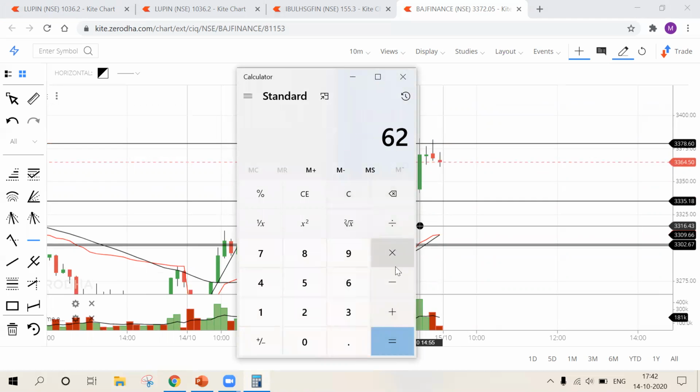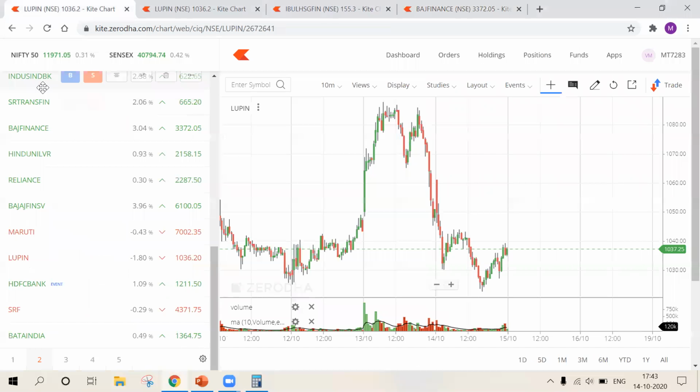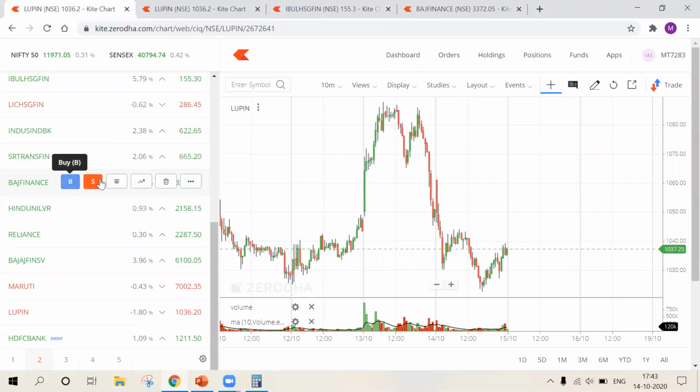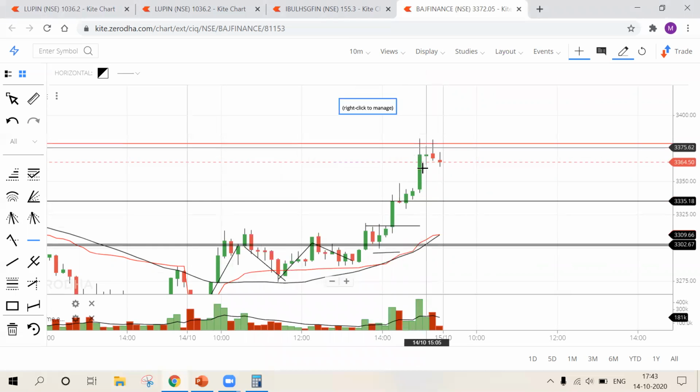So 62 points, imagine that you are entering with 100 quantities. Your profit will be 6200. Amazing, right? That's how you should be trading. To trade with 100 quantities of Bajaj Finance, click on buy. You need 40k. With an investment of 40k, you'll be gaining 6200 in just 5 candles.